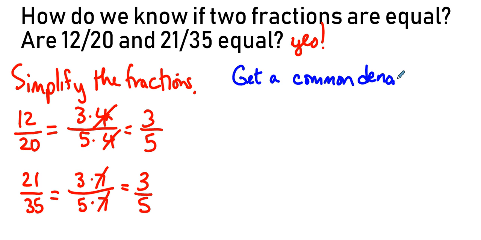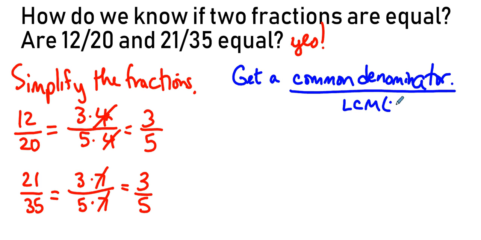To get them a common denominator, it's a very visual thing. So this is some whole that's been broken up into 20 pieces, and this is some whole that's been broken up into 35 pieces. When we get a common denominator, we're getting equal pieces to look at. So we consider what a common denominator might be for 20 and 35. That's the least common multiple of 20 and 35, which happens to be 140.